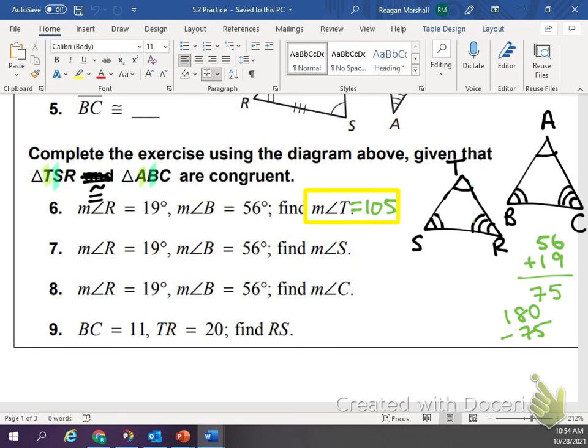All right, so our next one, it's using the same picture, just new numbers. Okay, so we got R is at 19 degrees. Is it the same problem 3 times? Oh, it just asks for you to find S. So why did I erase anything? Bring it back. Sorry. All right, so T was 105. So we want to find the measure of angle S. Didn't we already do that? Angle S is 56.